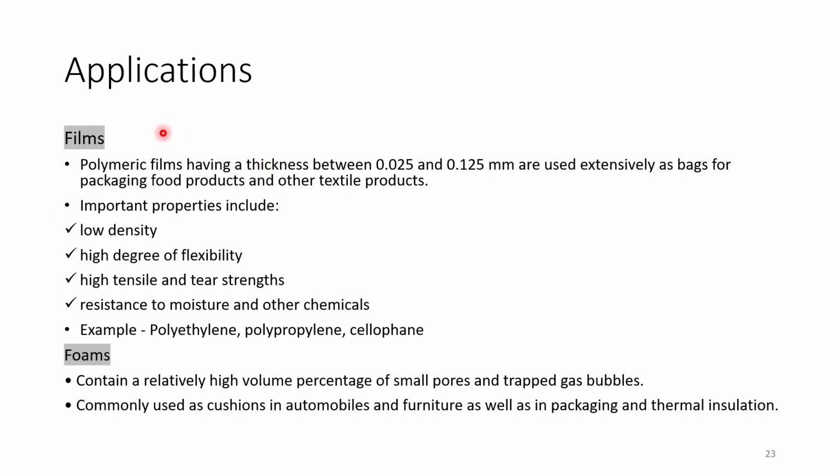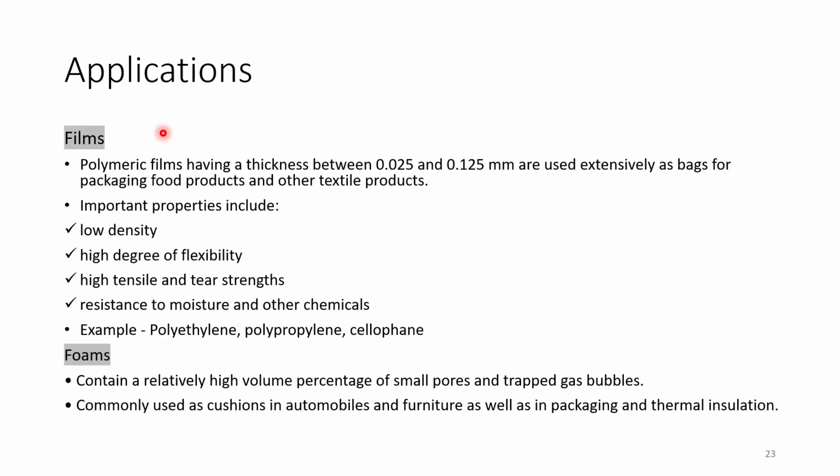Next up, based on various applications, polymers are defined. When your polymer is in film form, these are various properties they possess. Polymeric films have thickness between 0.025 to 0.125 mm, and they are used extensively as bags for packaging food products and other textile products. These have low density, high degree of flexibility, high tensile and tear strength, and are resistant to moisture and other chemicals. Examples include polyethylene, polypropylene, and cellophane.